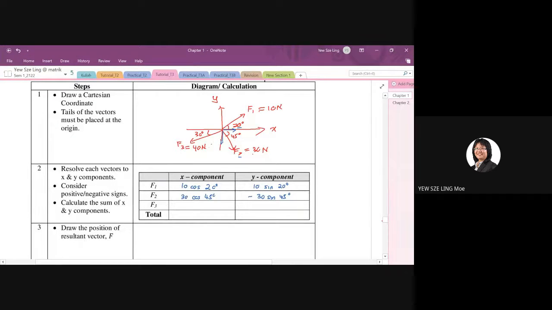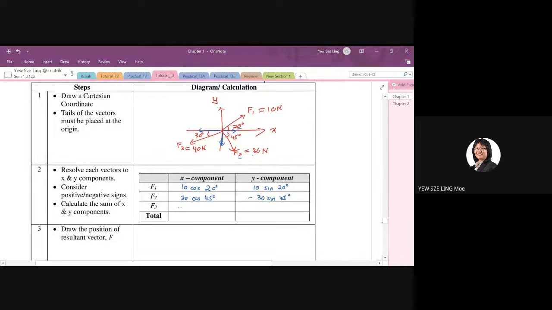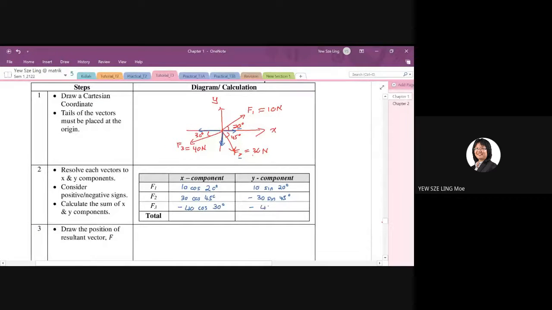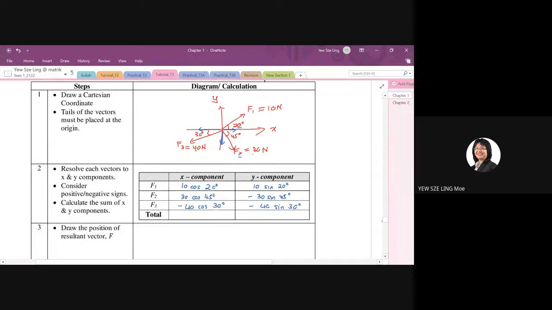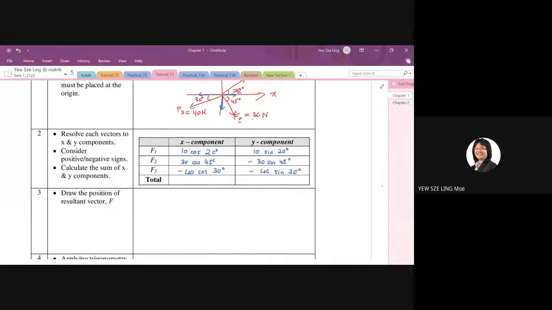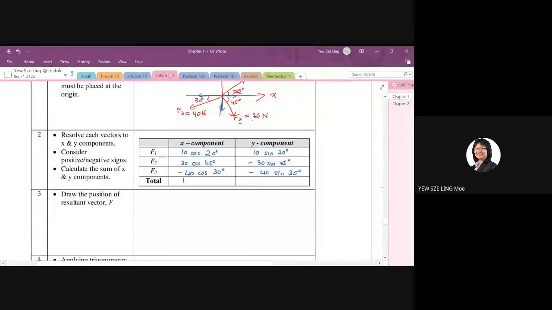Whereas for F3, which is located in the third quadrant, if you resolve it, it's going to the left and also going downwards. So it means both X and Y components are going to be negative. So negative 40 cos 30 degrees, negative 40 sin 30 degrees. Now, what are you going to do next? Since the question asks you to calculate the resultant, meaning the total, then you're just going to add them up. So you add them up, and you're going to get negative 4 Newton along the X component.